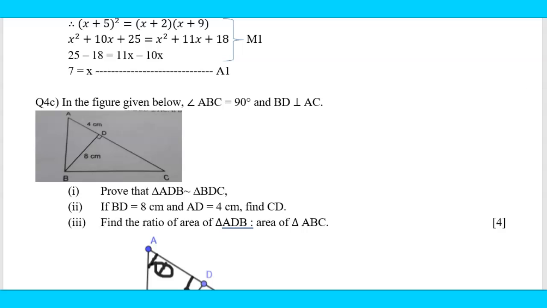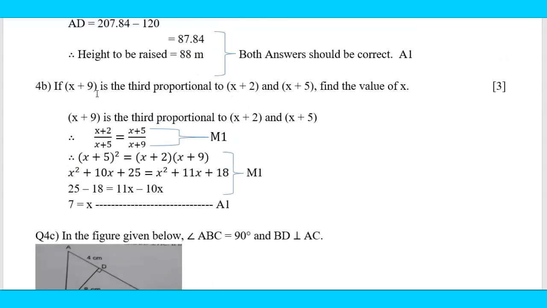question number 4b. In question 4b, x plus 9 is third proportional to x plus 2 and x plus 5. So it can be written in the form of x plus 2 upon x plus 5 is equal to x plus 5 upon x plus 9. So therefore x plus 9 is the third proportional to x plus 2 and x plus 5. Otherwise you can write x plus 2 is to x plus 5 is equal to x plus 5 is to x plus 9. So you can use the rule of proportion.